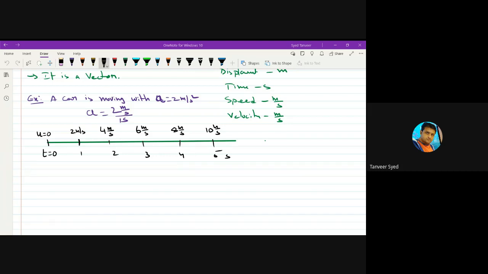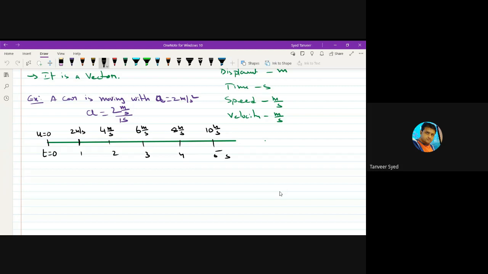Sir, if any question related to acceleration comes in the exam, if you write 2 meter per second square or 2 meter second power minus 2, it's correct only, right? Correct. Okay, sir.